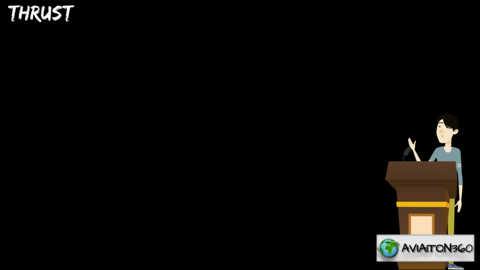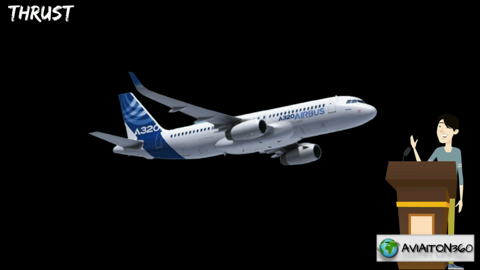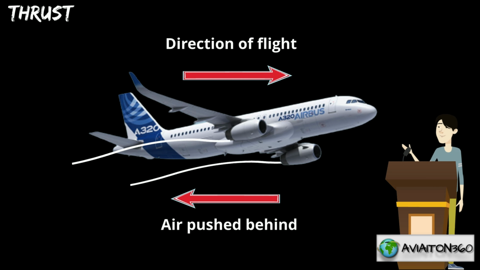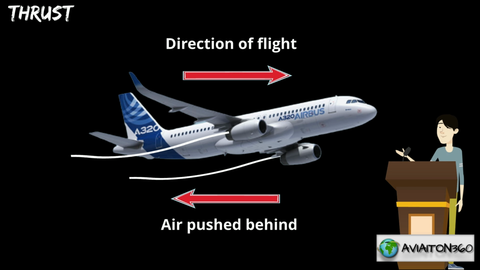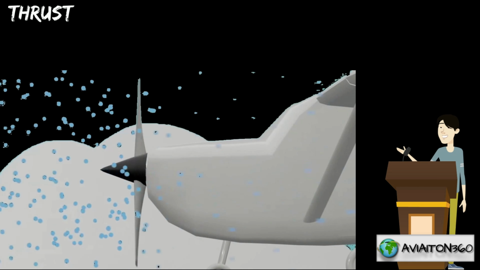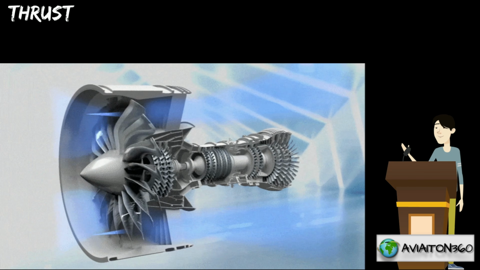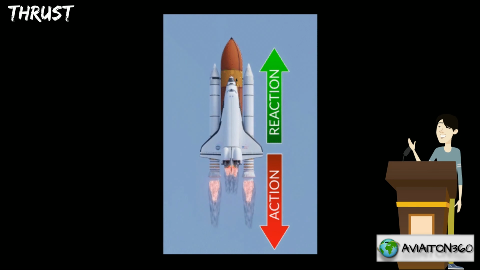Thrust. A fixed-wing aircraft generates forward thrust when air is pushed in the direction opposite to flight. This can be done in several ways, including by the spinning blades of a propeller, or a rotating fan pushing air out from the back of a jet engine, or by ejecting hot gases from a rocket engine.